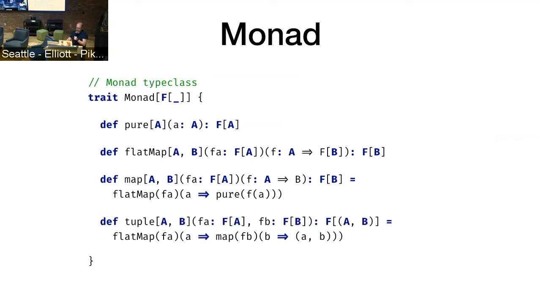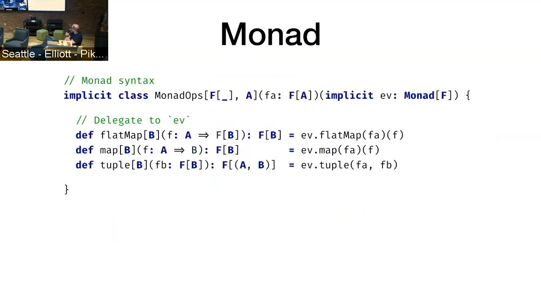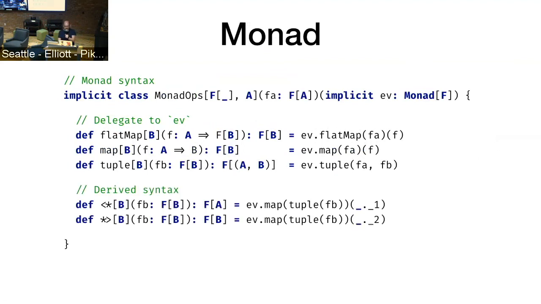So carrying on, we can make a syntax class that adds these methods to any monadic value. So this is just a syntax class that says if you have an F of A and evidence that it's a monad, we can add those methods to it, and we can derive a few things. So I call these left shark and right shark. What you do is you tuple A and B, and then you throw away one side or the other. And I'll show you in a few minutes how we can use that to do something interesting. All right, so knowing all this, let's look at our effects again.